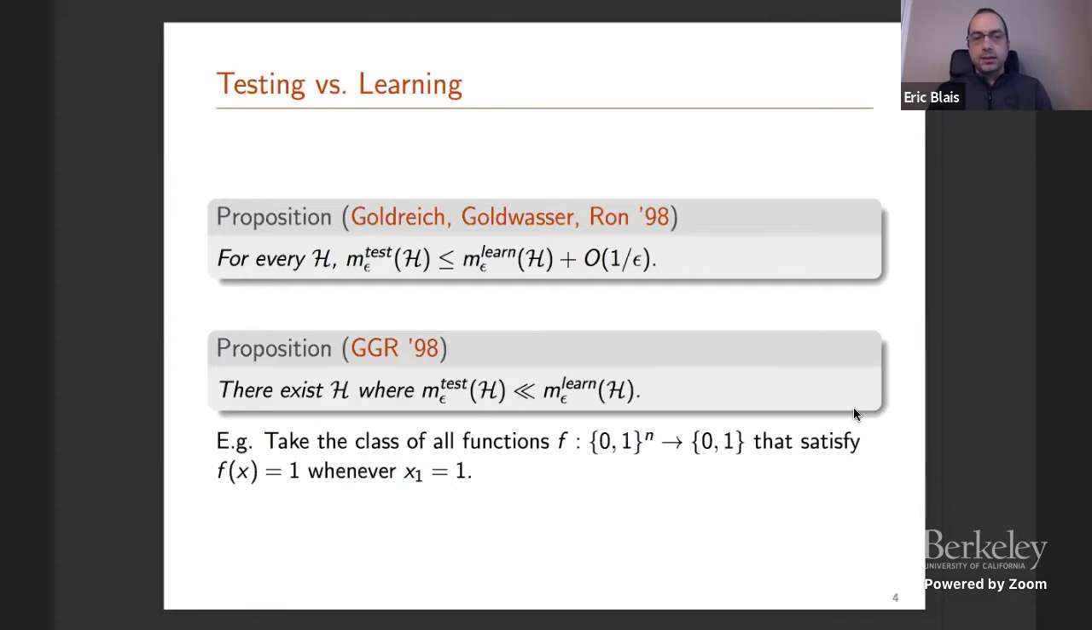And even if it's under an unknown distribution, if it's far from being in the class, it won't take many samples before we actually get evidence that the function is not in the class. So we can test it with a very small number of samples.